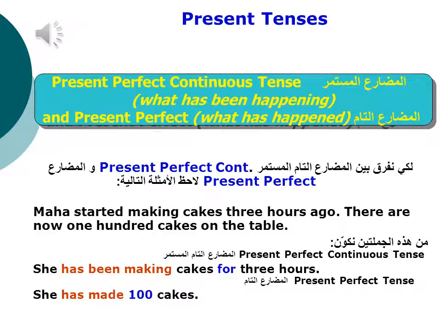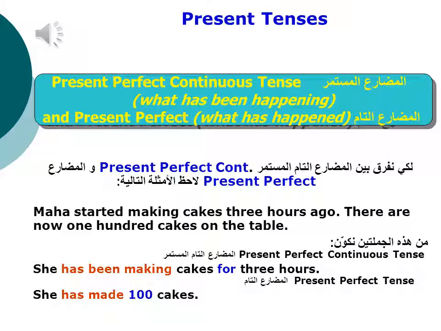Now let me explain to you the difference between the present perfect continuous, what has been happening, and the present perfect tense, which is what has happened. Now the present perfect continuous is a continuous action, although it started in the past, but it is still continuing, while the present perfect tense is a completed action.